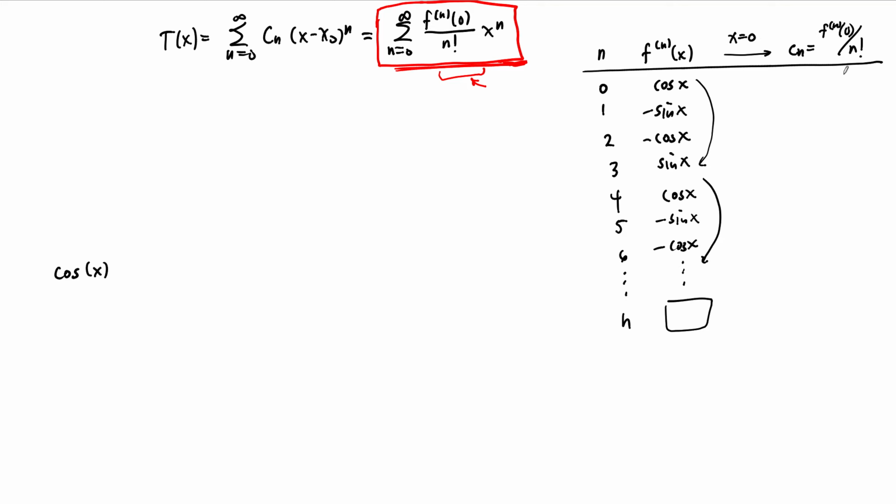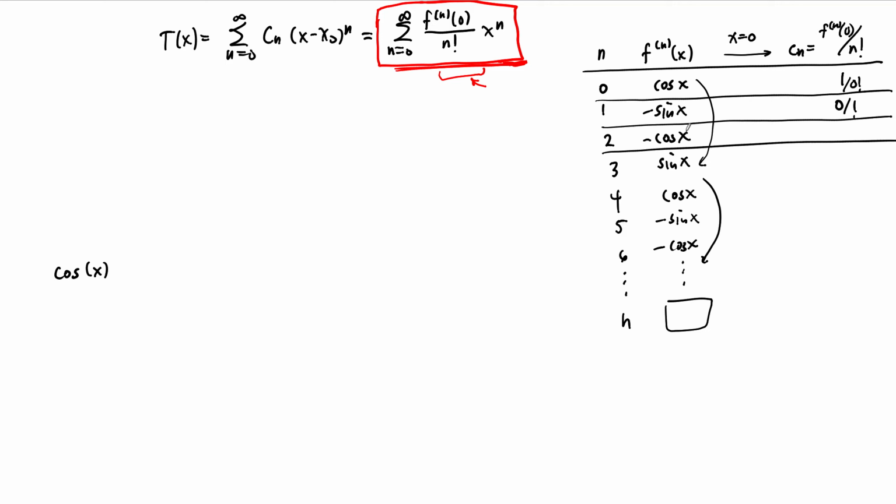So cosine of 0 we know is 1. Sine of 0 is 0, right? I've already forgotten, we need to divide through by n factorial. So this first term is 1 over 0 factorial. The next term is sine of 0, which is 0, over 1 factorial. And then for the n equals 2 term, it might be helpful to draw some lines here. The n equals 2 term is going to be negative cosine of 0, so negative 1 over 2 factorial. And then this process continues where we have a 1, a 0, a negative 1, a 0, right?